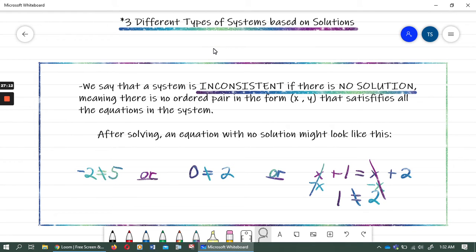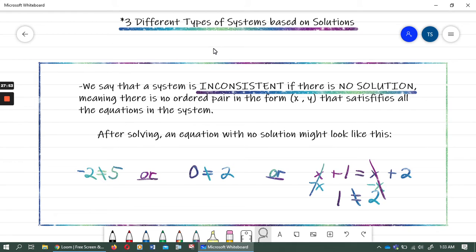Guys, we say that a system is inconsistent if there is no solution. What that no solution means is that there is no ordered pair in the form of x, y that satisfies all of the equations in the system. So if that's the case and you have no solution, then that type of system is technically called inconsistent.